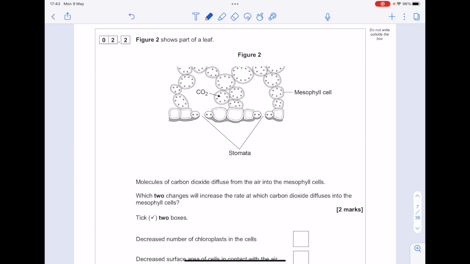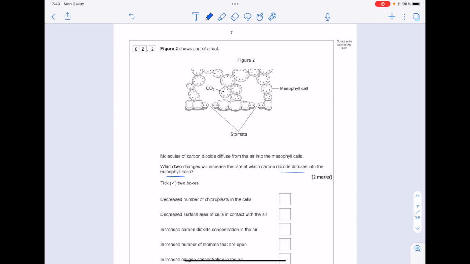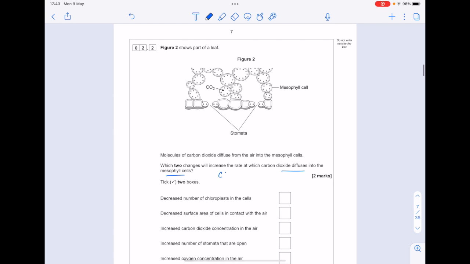Figure 2 shows part of a leaf. Molecules of carbon dioxide diffuse from the air into the mesophyll cells. Which two changes will increase the rate at which carbon dioxide diffuses into the mesophyll cells? So remember, one factor which affects the rate of diffusion is the concentration gradient. So the steeper the gradient, the faster diffusion will take place, which is why this is an answer here.